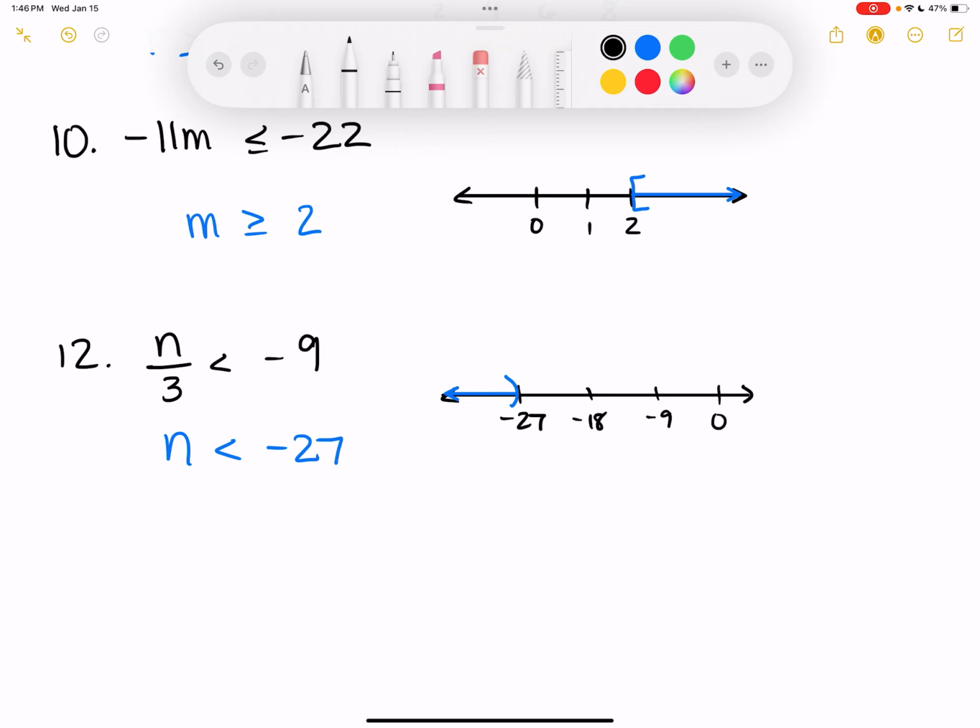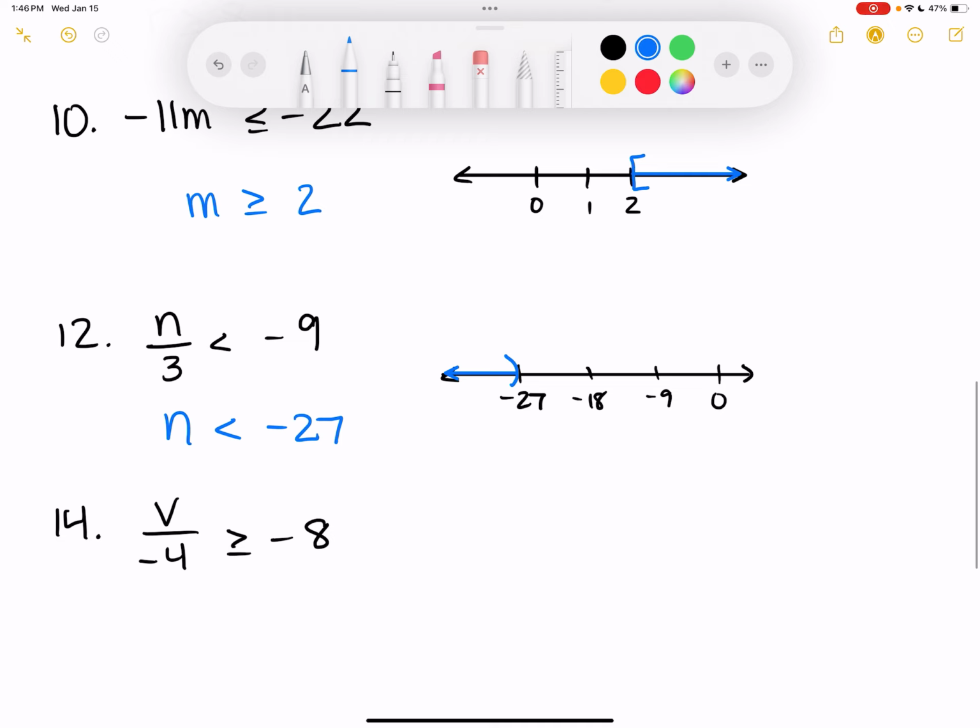All right, 14. V divided by negative 4 is greater than or equal to negative 8. Multiply by negative 4. And then you gotta swap the thing. So I get V is less than or equal to 32. Yep.